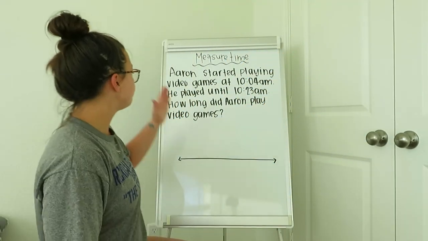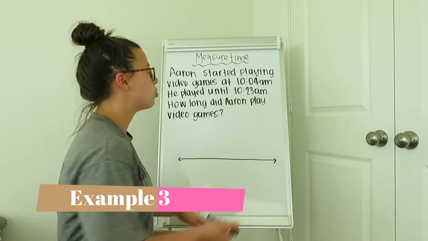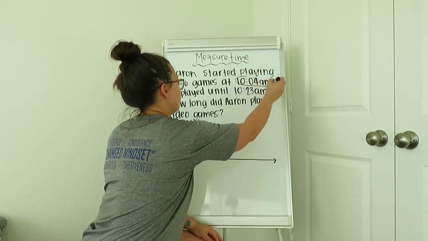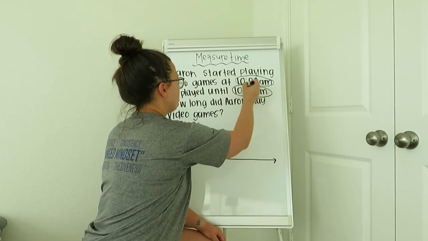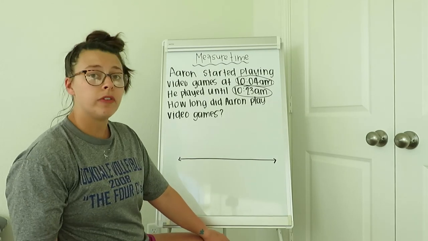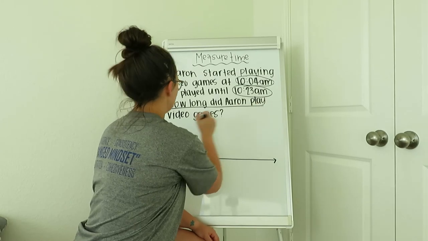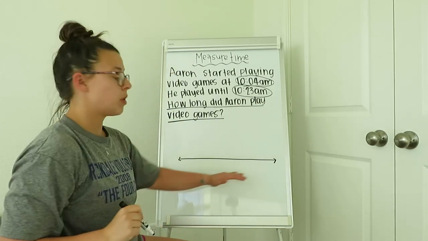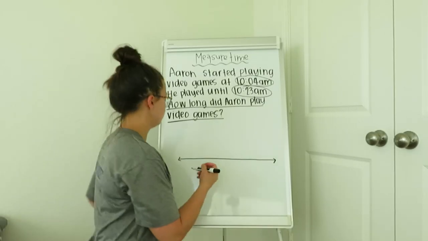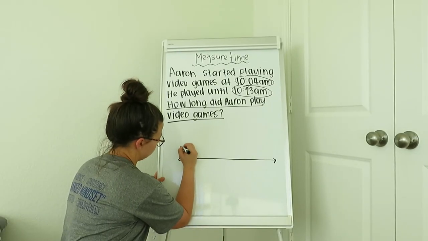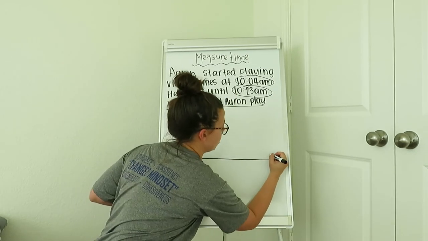All right, so last question. Aaron started playing video games at 10:04 a.m. We already know that that's important, right? 10:04. He played until 10:23. How long did Aaron play video games? And we know that the question wants to know, how long did Aaron play video games? So we have our number line set up. We need the start time, right? 10:04. And our end time being 10:23.